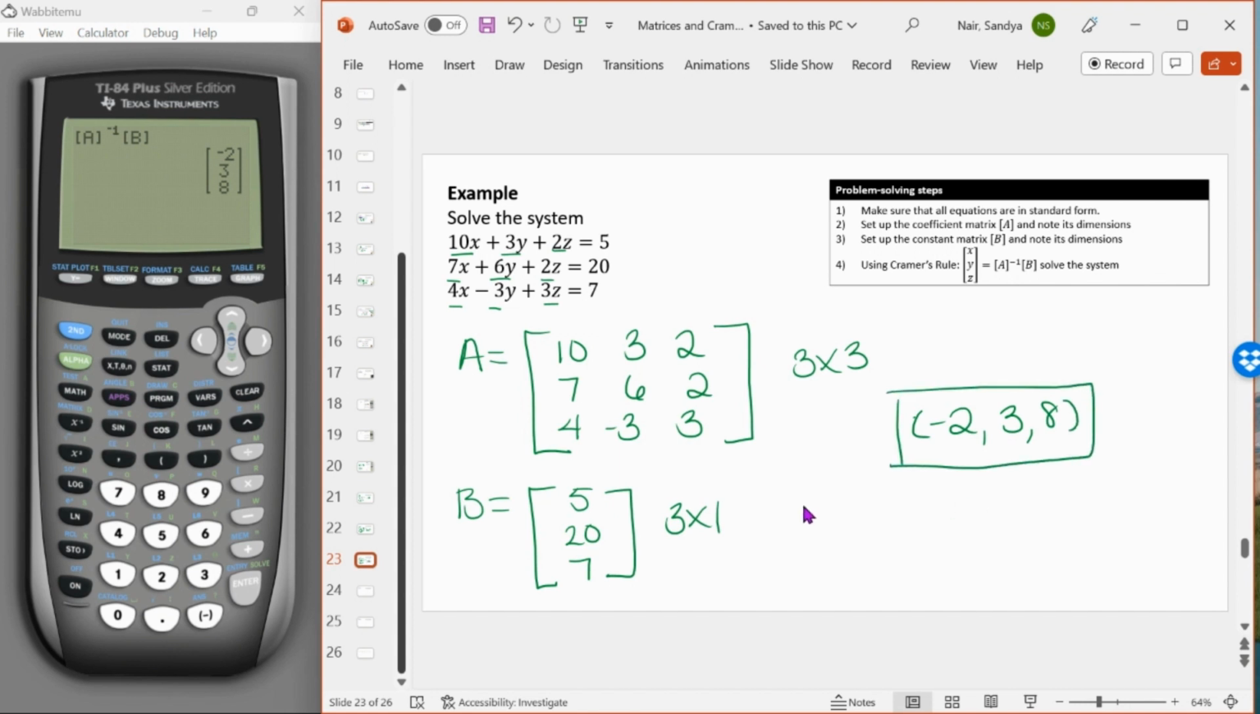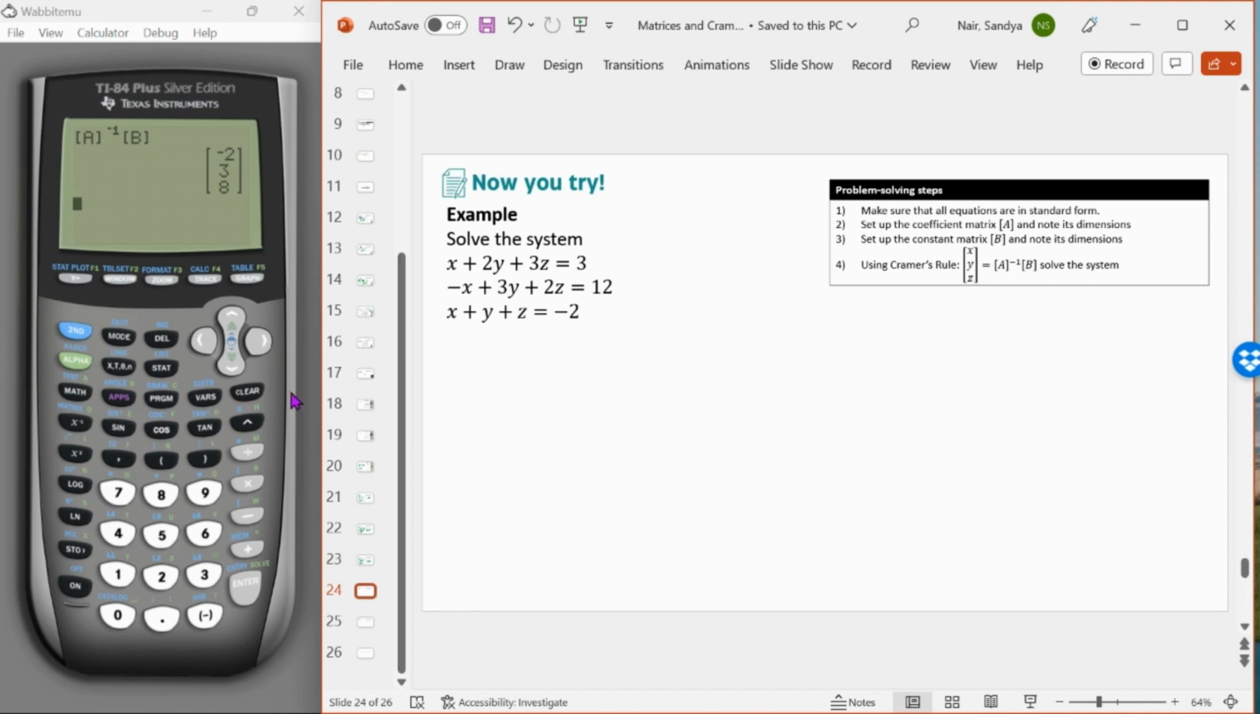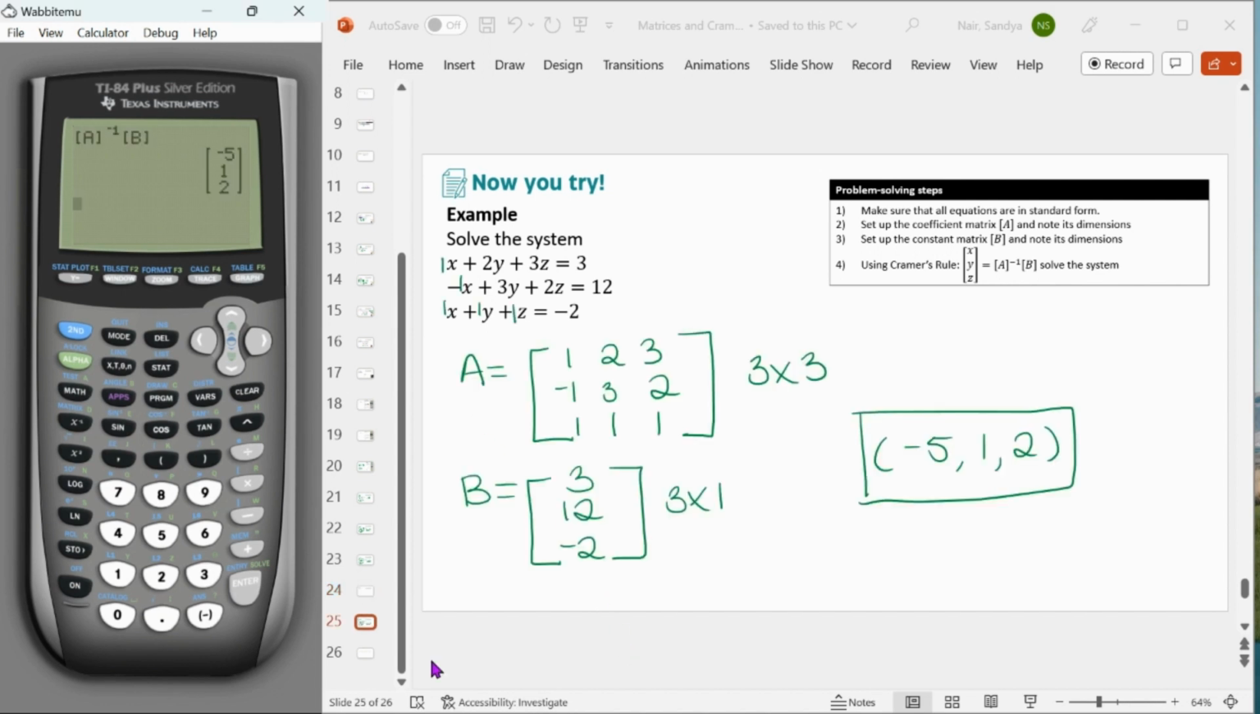So now that you've gotten some practice, you can go ahead and pause the video and try doing this example on your own. So make sure that you practice setting up the two matrices and then entering them in your calculator, and then go ahead and apply Cramer's rule to figure out the solution. So you can see the solution to the system is -5, 1, 2.